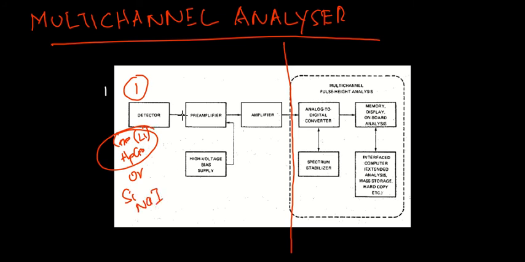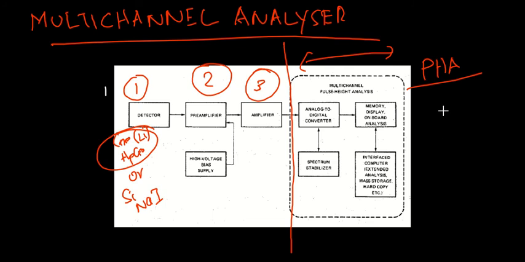Then followed by your detector, you have a preamplifier, which is going to do the initial amplification and convert your current pulse into a voltage pulse. Then you have the main amplifier, which is going to do a basic differentiation of the signal and amplify it. Followed by that, you have the multi-channel analysis, the pulse height analysis, which is not a very difficult one. Basically, you are trying to sort the pulses. That is what a pulse height analyzer does. So you have an analog to digital converter and a computer interface which is going to do the pulse height analysis. For all these units, you require a power unit, a high voltage bias supply.